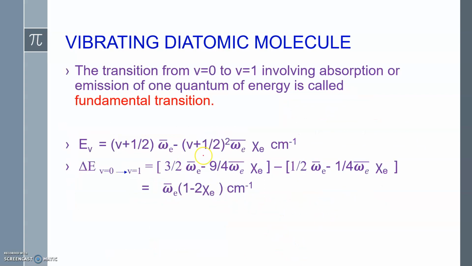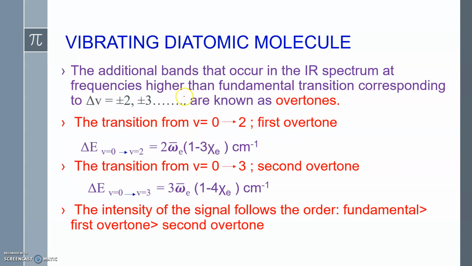The transition from V = 0 to V = 1 is known as the fundamental transition, and the energy is given by omega bar (1 minus 2 chi e) centimeter raised to minus 1. The additional bands that occur in the IR spectrum at frequencies higher than the fundamental, corresponding to delta V equal to plus or minus 2, plus or minus 3, are known as overtones. The transition from V = 0 to 2 is the first overtone, with energy 2 omega bar (1 minus 3 chi e) centimeter raised to minus 1. The transition from 0 to 3 is the second overtone, with energy 3 omega bar (1 minus 4 chi e) centimeter raised to minus 1.